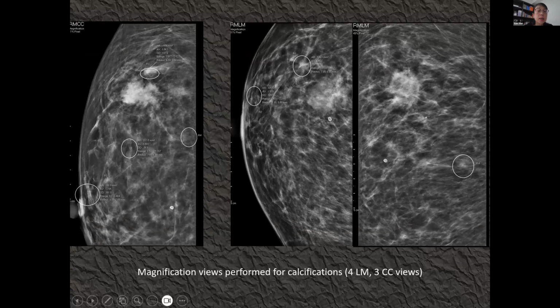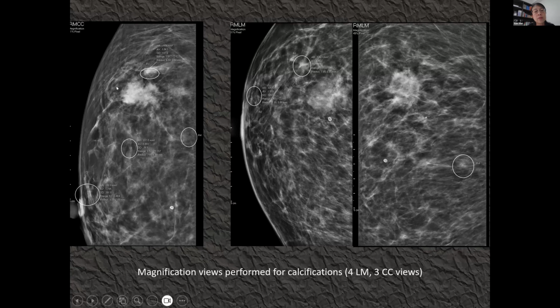So for this patient, we also found additional clusters of calcifications in the right breast, which needed to be worked up. So she underwent magnification views for further evaluation of these calcifications. And because of the big breast size, it was difficult to perform the magnification view. So a total of 4 LM and 3 CC magnification views were performed to evaluate these several clusters of calcifications, as you can see, which are circled here.